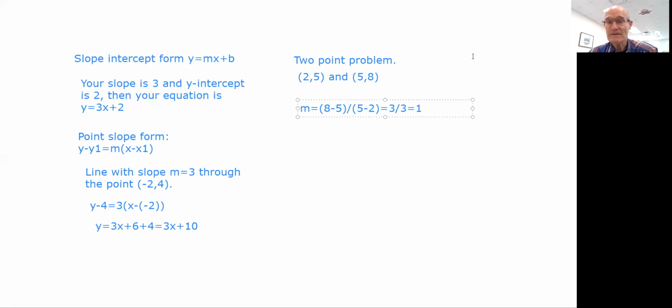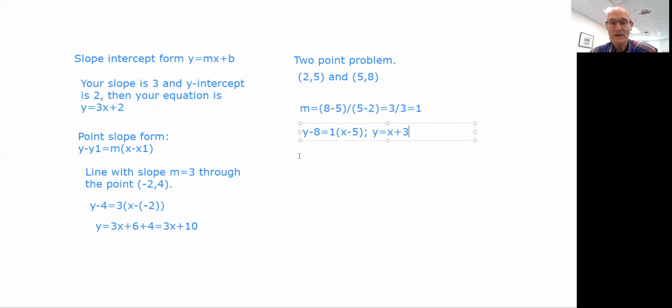So now I can take this slope, which is 1, and either one of these 2 points, it doesn't matter, and I put it back into the point slope form over here. So let's see, we'll use the second point. So y minus 8 equals the slope times x minus 5, and we get y equals x minus 5 plus 8, which is x plus 3.